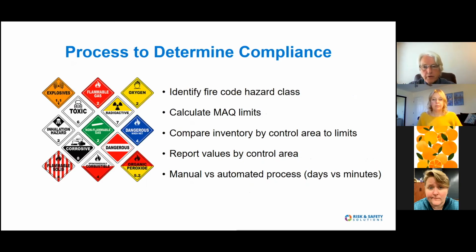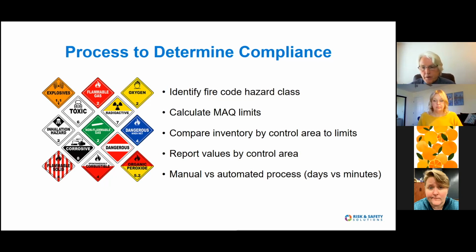We identify the code hazard classes of the materials in the inventory. We calculate the limits based upon the characteristics of the building and whether things are in approved storage or not. And then we compare the inventory, control area by control area, to the limits. Is this inventory in this control area, for each of these hazard classes, above or below the MAQ, the limit? We report the values based upon the control area, and if you have to do this by hand, it's a real pain in the ass.